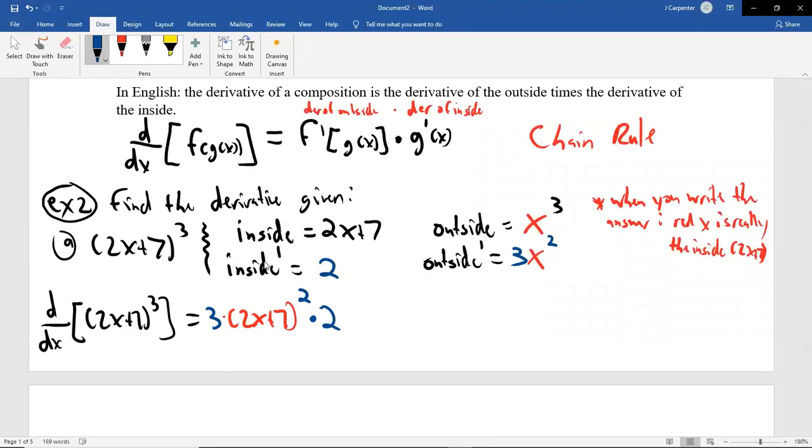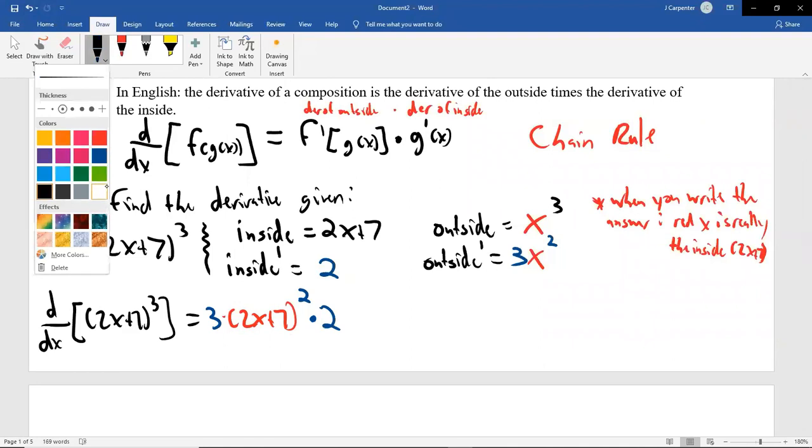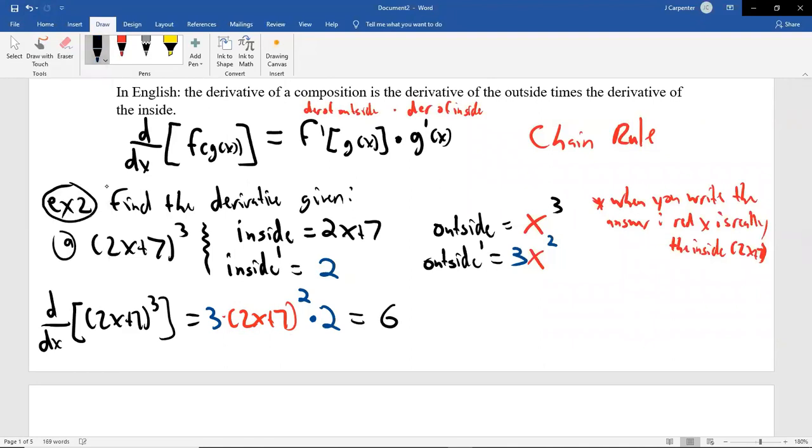That's the calculus part. We've done the calculus. The algebra is to clean this up as much as you can. There's a 3 and a 2 that are outside that can be multiplied. So that gives us a 6. That was the 3 times the 2. But the 2x plus 7 squared, there's nothing really necessary there. So that's our answer.